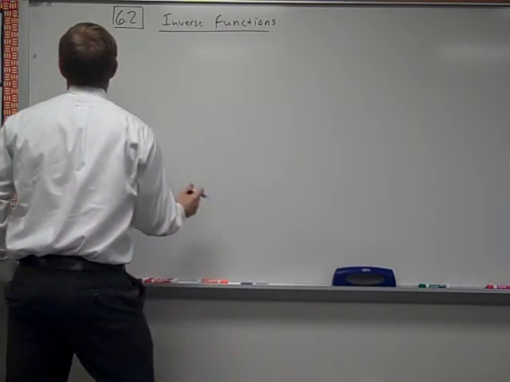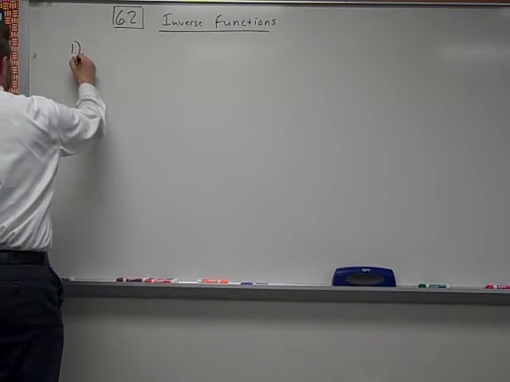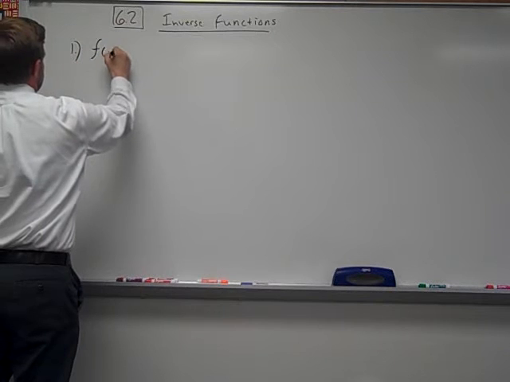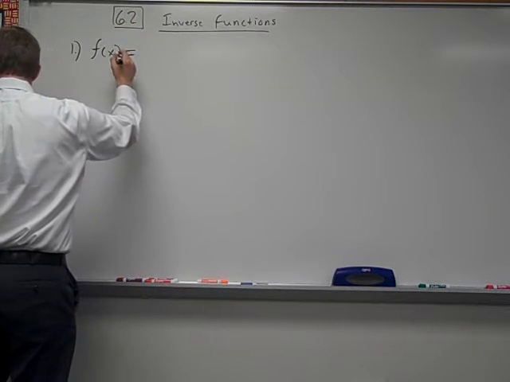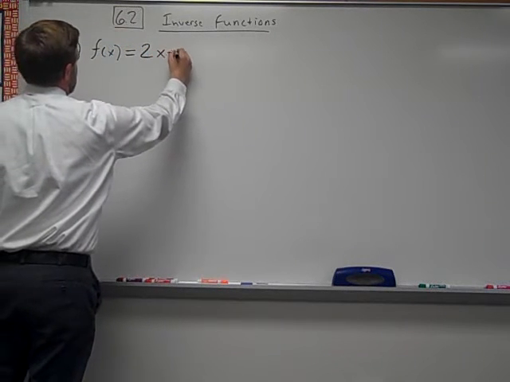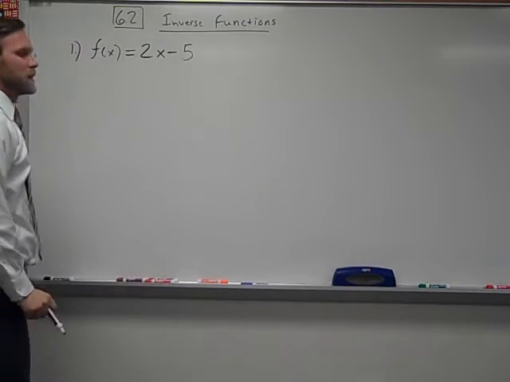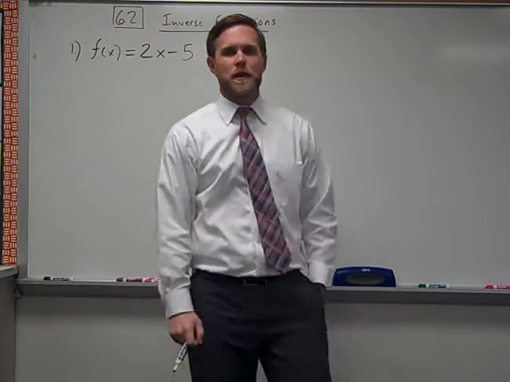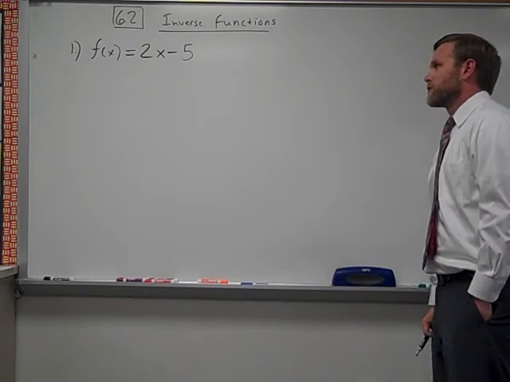Okay, the first problem that we're going to look at together is how to find the inverse of a linear function. So we'll define f of x as 2x minus 5. We're going to keep it really simple for this first problem, and then get a little more complicated in problems 2 and 3. Okay? So f of x equals 2x minus 5.